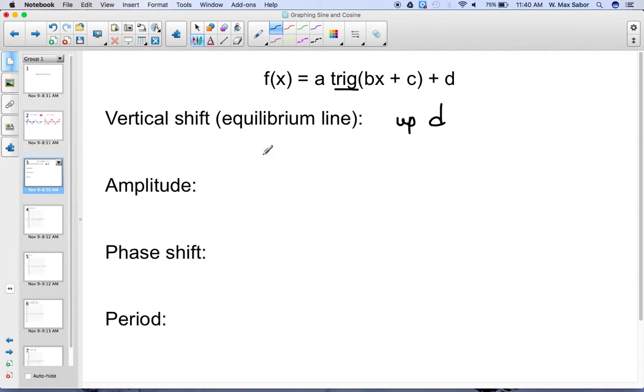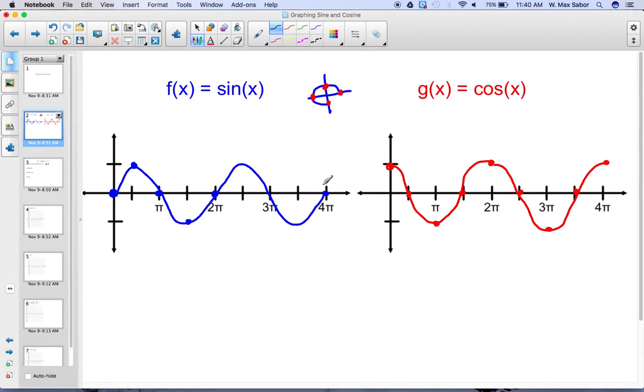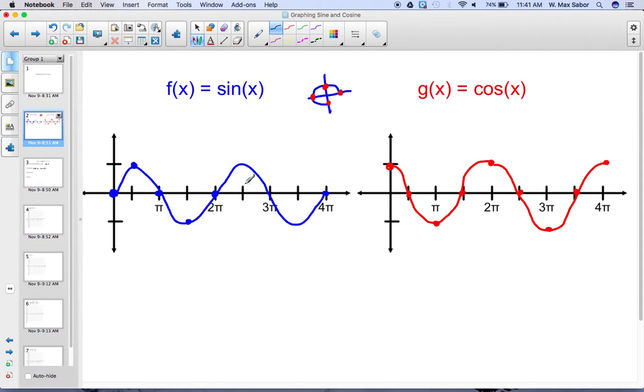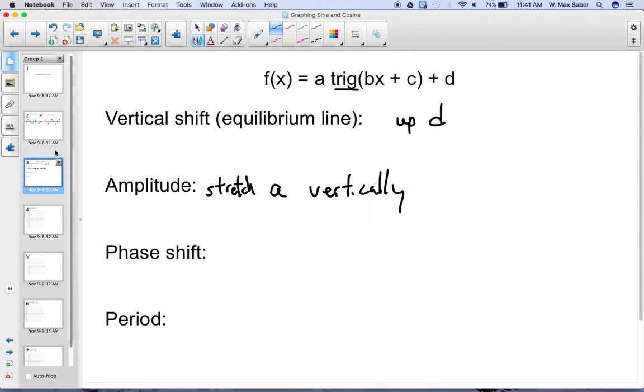And what I think of that is our equilibrium line. Wherever the x-axis was, that was our original equilibrium line, and then it gets moved up or down based on the value of d. Amplitude is a, so this is a stretch a vertically. So that's how far the curve deviates from the equilibrium line. It deviates by 1 in our original functions, but we could multiply it by something and stretch it more.